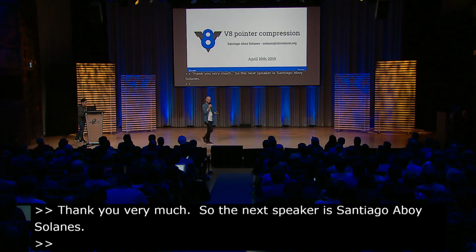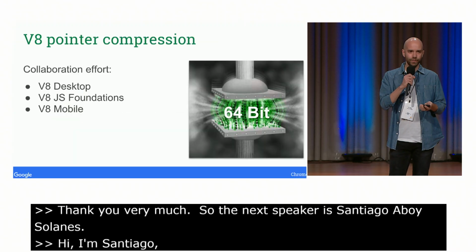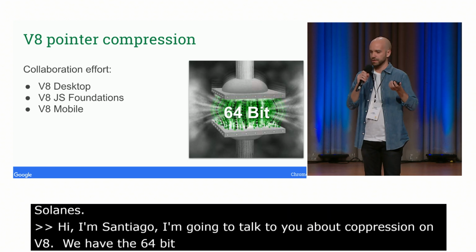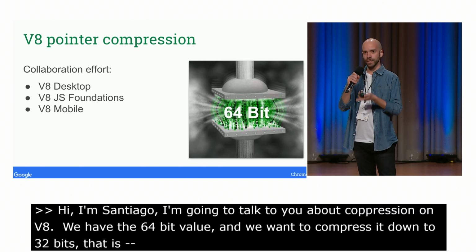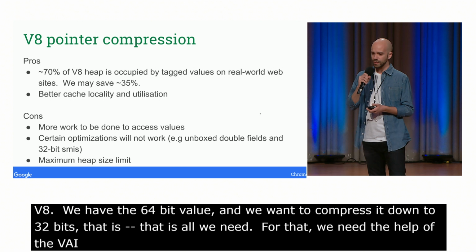Hi, I'm Santiago. I'm here to talk to you about pointer compression in V8. Basically, we have a 64-bit value, and we want to compress it down to 32 bits. That's all we need. And for that, we need the help of the V8 desktop, Chrome Foundations, and the mobile team, which is where I'm at.